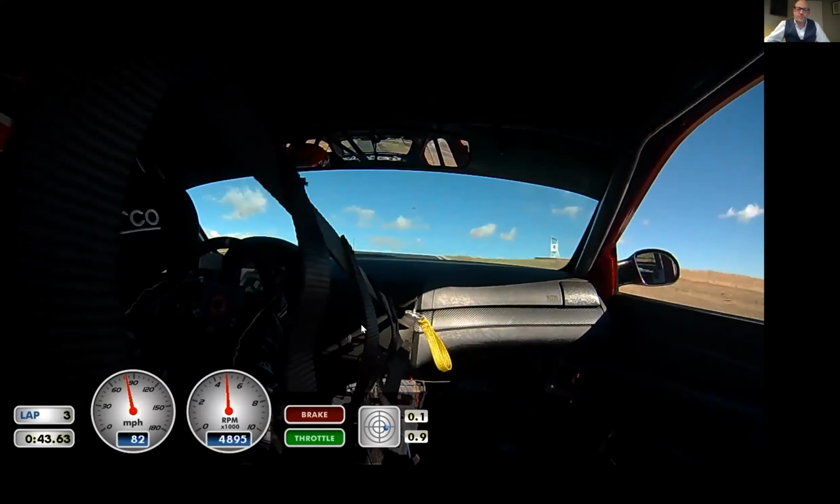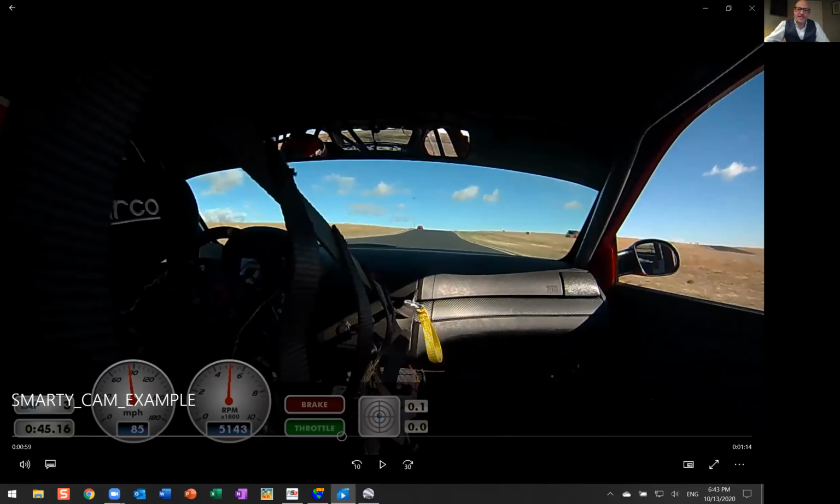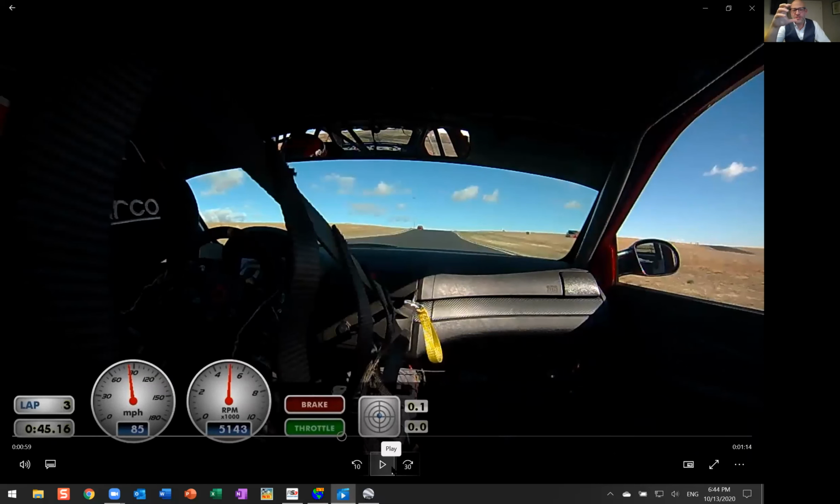So it's things like that. Now that's as simple as possible to be able to show. But what we're seeing here is the data in relation to driver input, and we're seeing it where they're doing it on track.